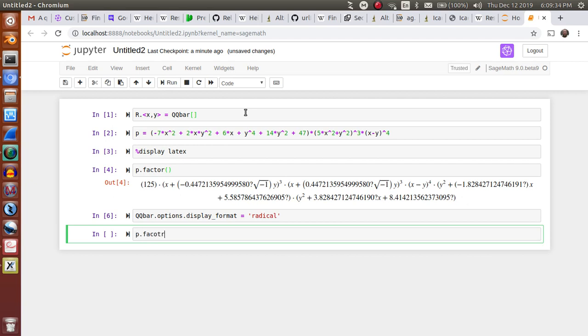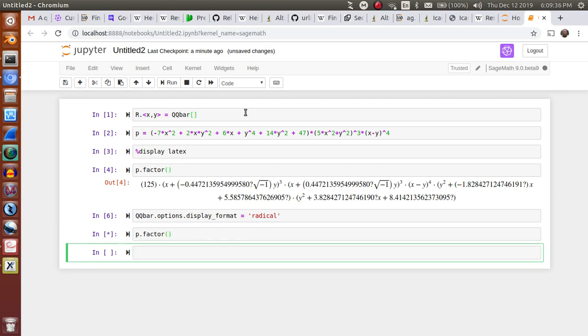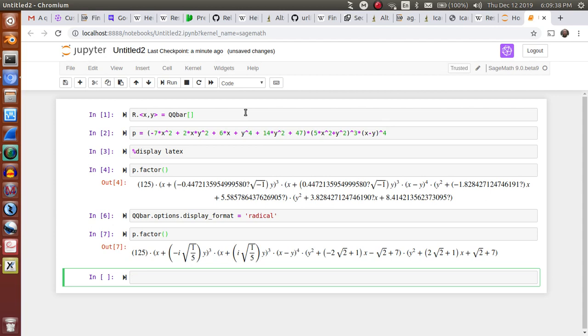And now factor again. And there we go. Now we get a nicely formatted, LaTeX formatted radical factorization of this multivariate polynomial. Could probably be cleaned up a little bit here.